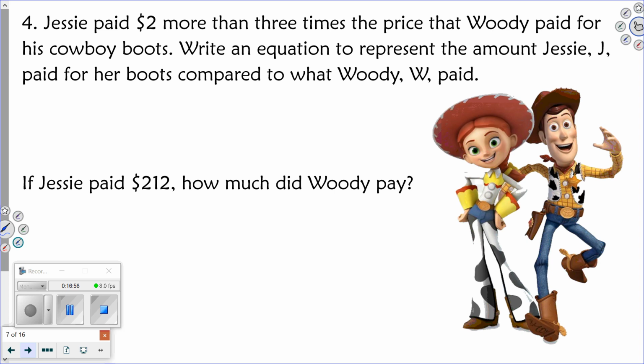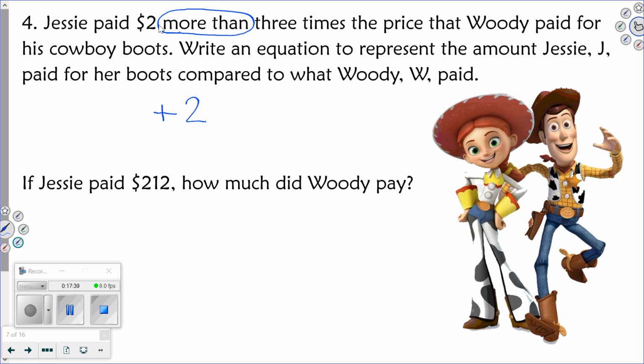Number 4. Jesse paid $2 more than 3 times the price that Woody paid for his cowboy boots. Write an equation to represent the amount Jessie, J, paid for her boots compared to what Woody, W, paid. So does it make sense with the variables this time? To me, it makes it easier if you use those type of variables as opposed to X and Y. They make more sense. All right, so again, when you're reading through, Jesse paid $2 more than, what's more than? That's a plus, good, plus 2. If you put the 2 in front, it's not wrong, but you are right. The than would make you flip it, because adding doesn't matter, but, so plus 2.